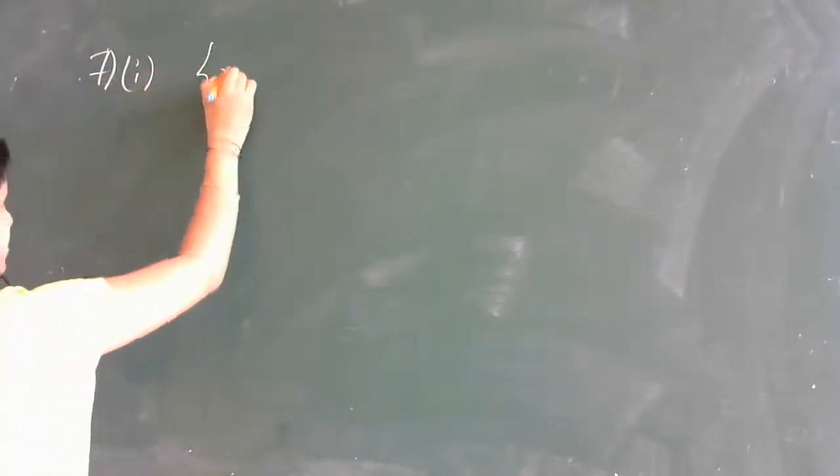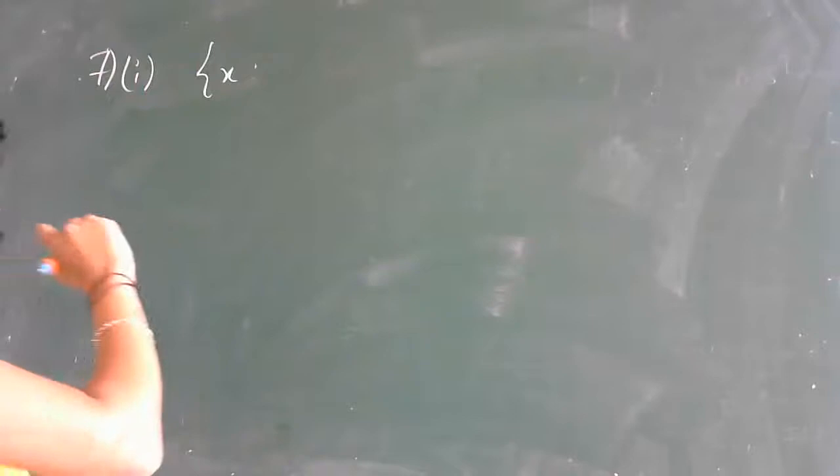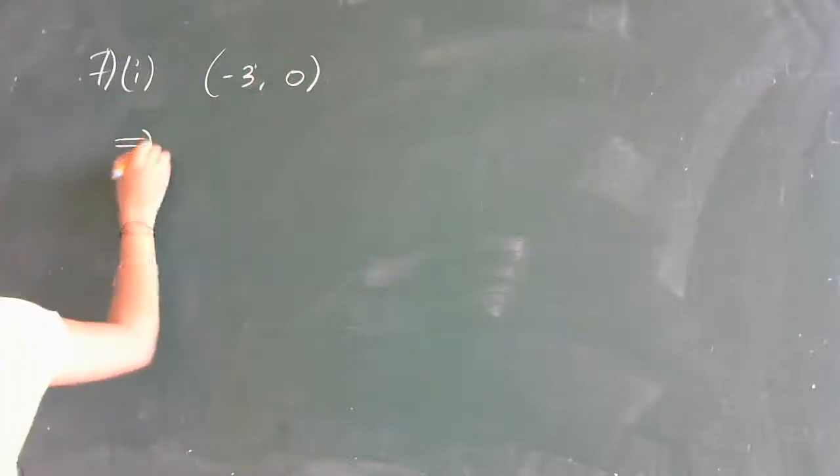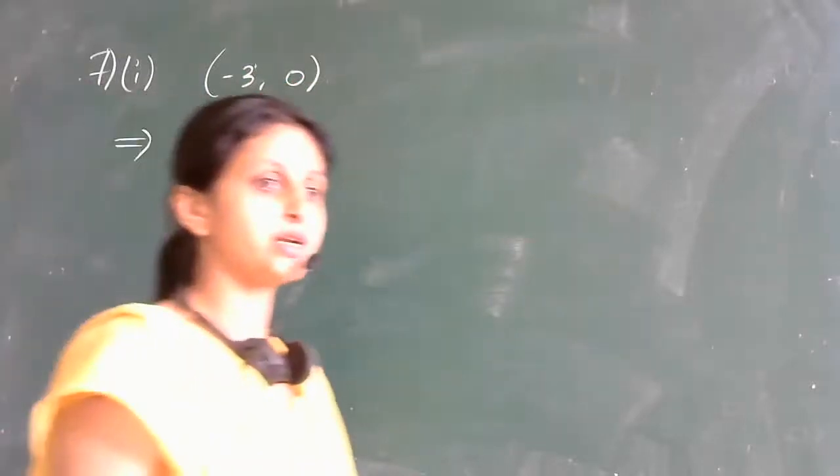Next question, write the following intervals in set builder form. Now we have to do it the other way around. Suppose now they have given us the first one, x such that, sorry, they have given us the interval minus 3, 0. Now observe here students, I'll show you the first example, then you have to tell me the rest.